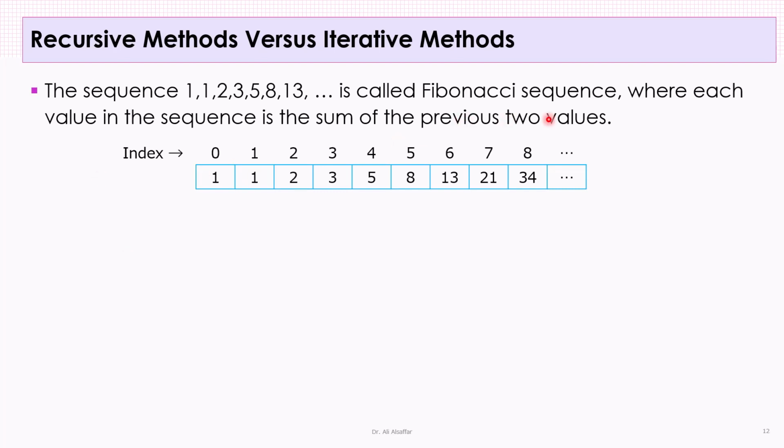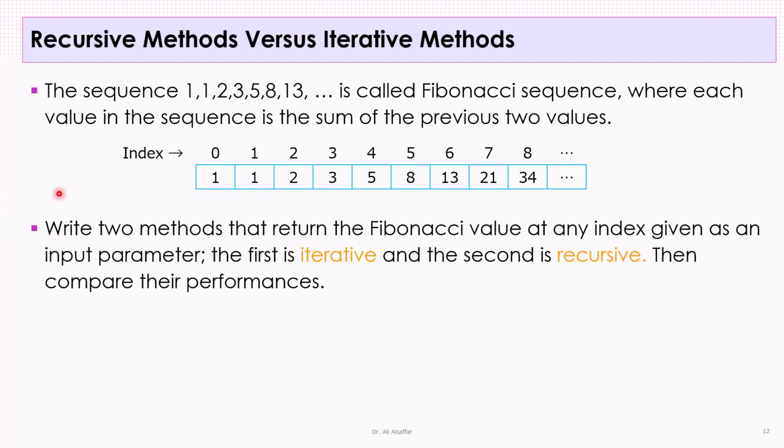A Fibonacci sequence is a sequence in which each value is the sum of the previous two values. The first two values are 1, so the next one will be the sum of the previous two values, so it is 2. The next one is 3, which is the sum of the previous two values, 1 plus 2, and so on. So here is a sample of the first Fibonacci numbers. If we label these numbers with indices, with index 0 we have 1, with index 1 we have 1, with index 2 we have 2. We would like to write a method that, given the index, gives the Fibonacci number at that index.